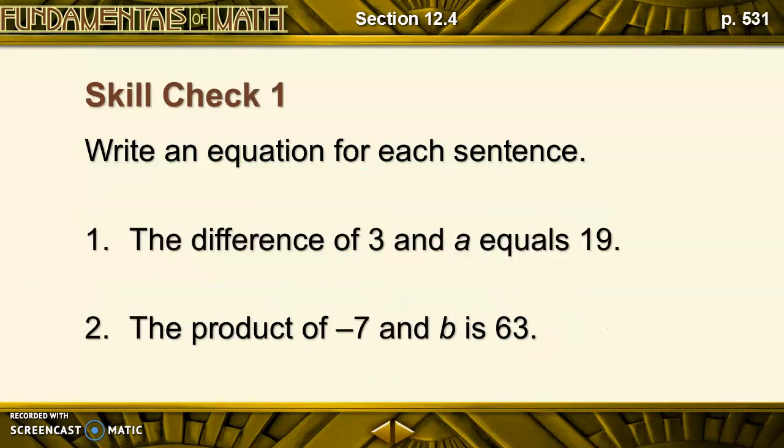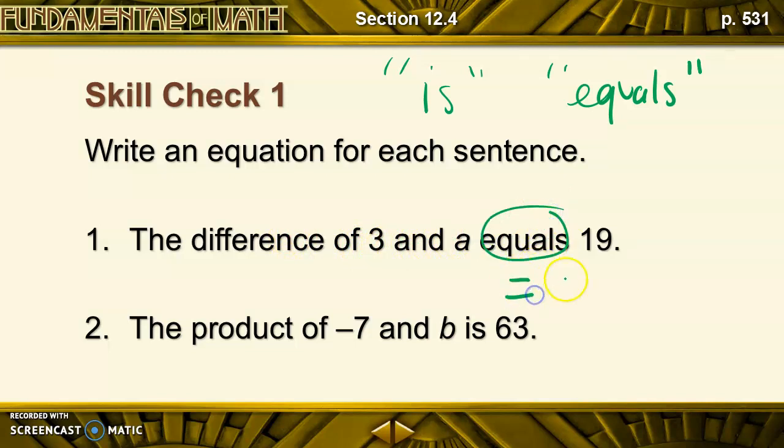All right, so let's go ahead and do skill check number 1. The first thing we should do is we should look for the words of equality. We should either look for is or equals. The difference of 3 and a equals 19. So we're just going to put an equal sign there. 19 is nice and easy. It's just going to go on the right.